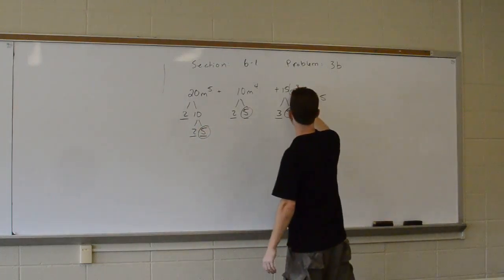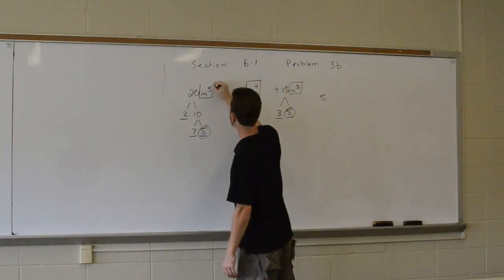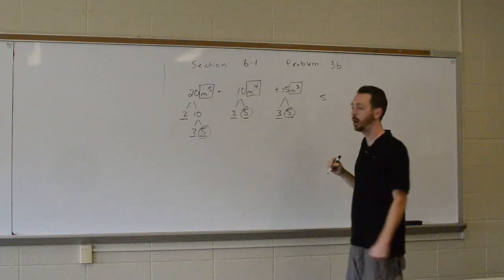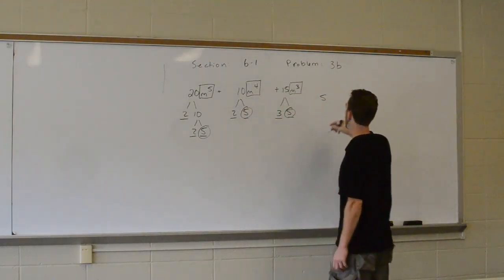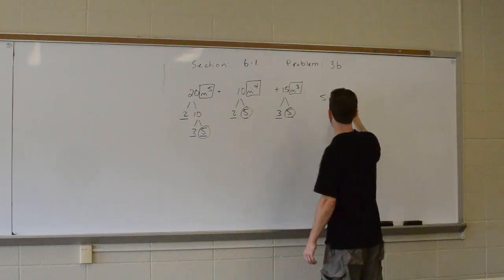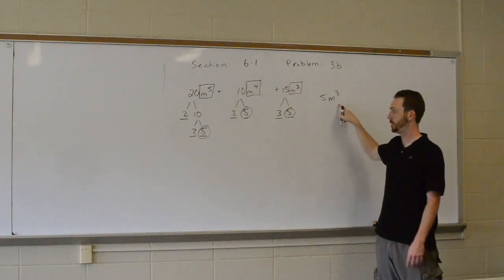And then look at the variables. Remember, the GCF for variables is always the smallest power of the variable. So we have m to the 5th, m to the 4th, m to the 3rd. So it's the smallest part, m to the 3rd. So the GCF here is 5 m to the 3rd.